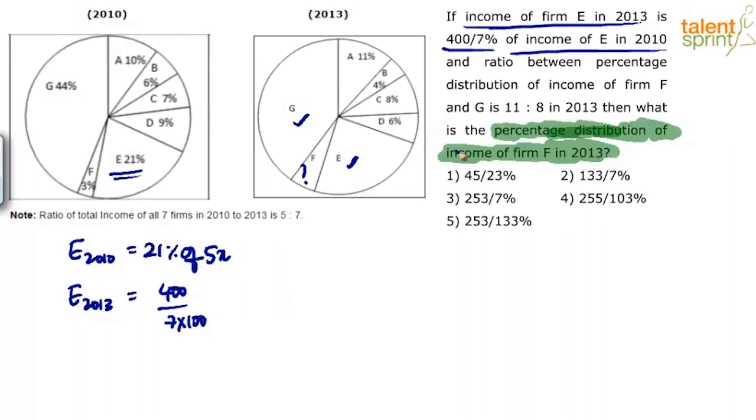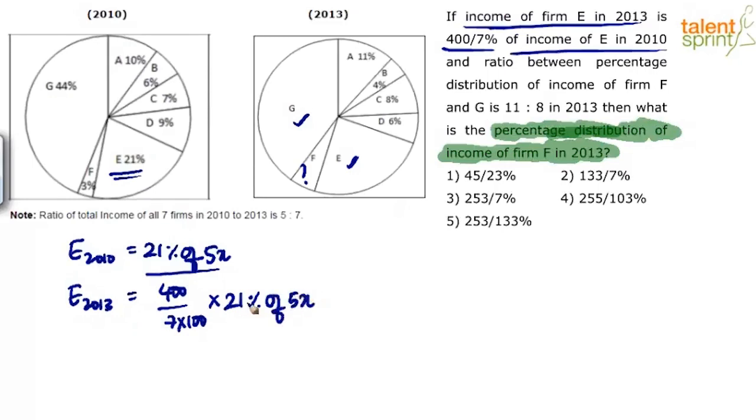X percentage is X by 100. So 400 by 7 is like 400 by 700. Or in fact, you can directly take it as 4 by 7. Anyway, so income of E in 2013 is 400 by 7% of the income of E in 2010, which is 21% of 5x. Income of E in 2010 is 21% of 5x.